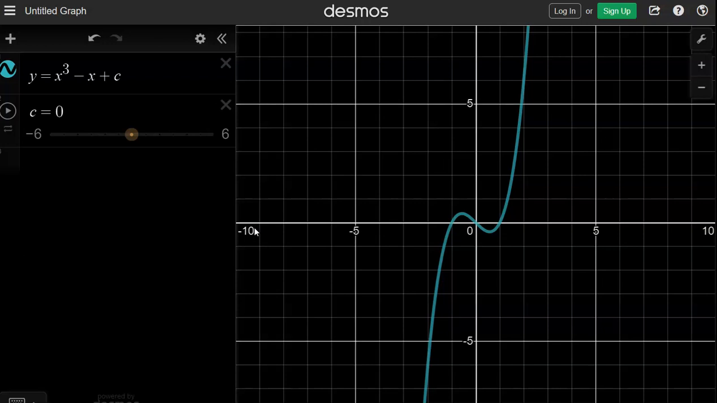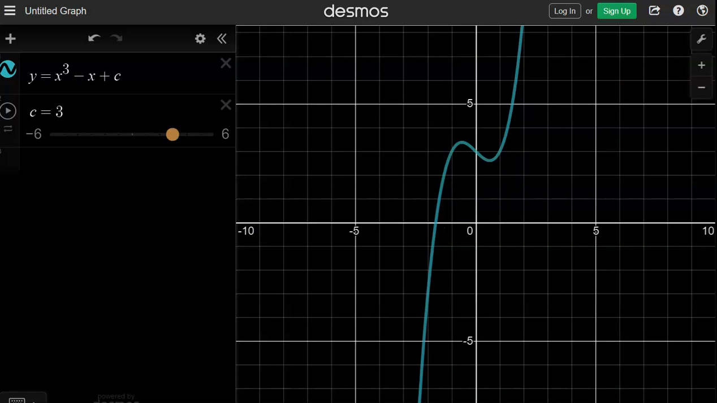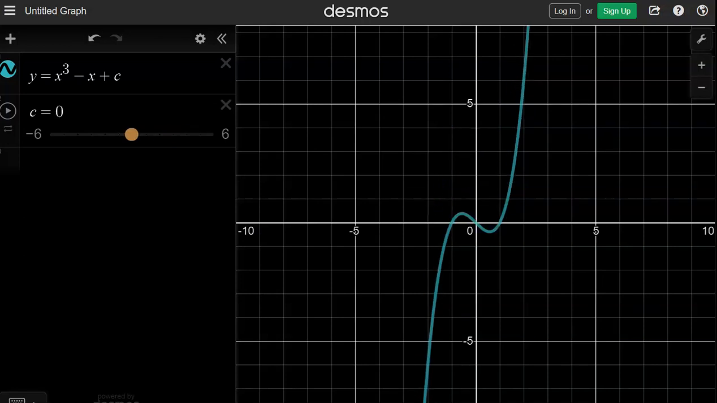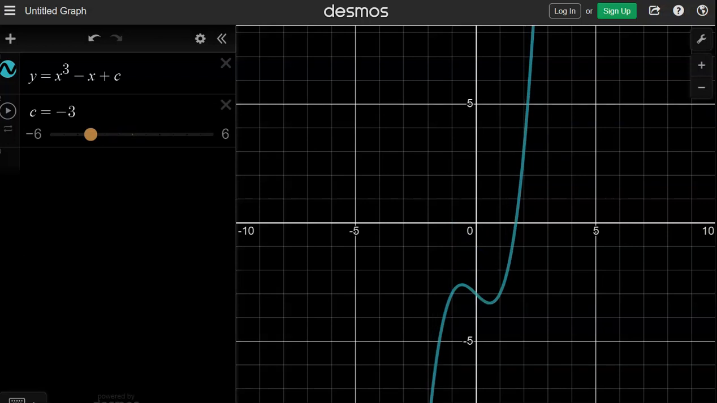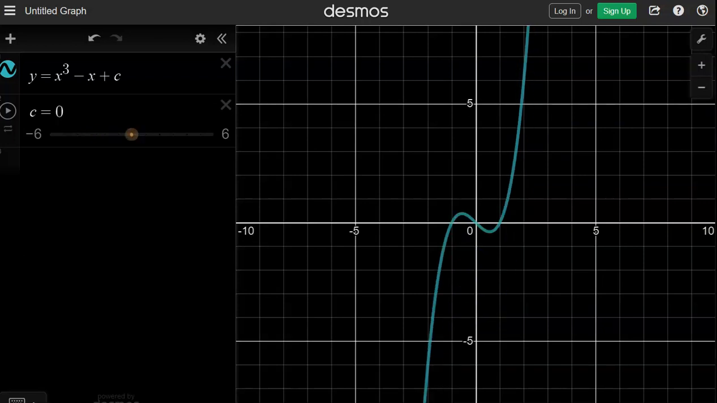Here's what the function looks like when c is equal to 0. But if c is equal to 1, we have a vertical translation. Watch how the graph behaves when c is equal to 2, or 3, or 4. What about when c is equal to -1, or -2, or -3, or -4? So we see that the function y equals x to the third power minus x plus c represents a family of infinitely many vertical translations.